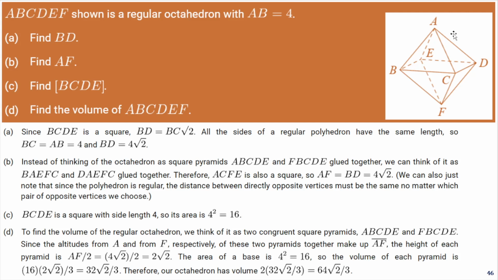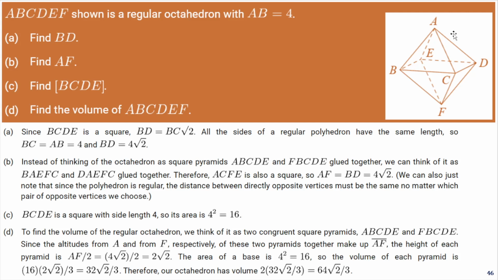Third question, BCDE is a square with side length 4, so its area is 4 squared, which is 16. Last, to find the volume of the regular octahedron, we think of it as two congruent square pyramids, ABCDE and FBCDE. Since the altitudes from A and from F, respectively, of these two pyramids together make up AF, the height of each pyramid is AF over 2, which is 2 square root 2.